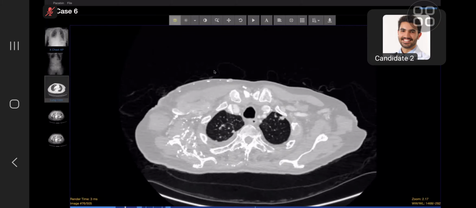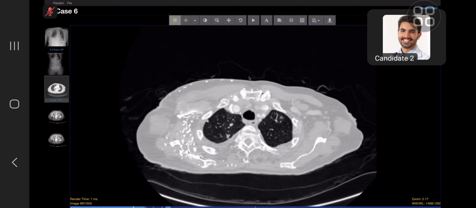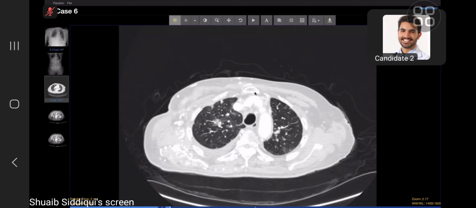Give it a second to load. Okay, so this is a chest CT scan, lung window, contrasted.